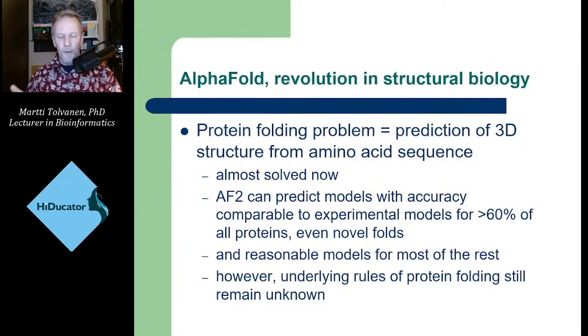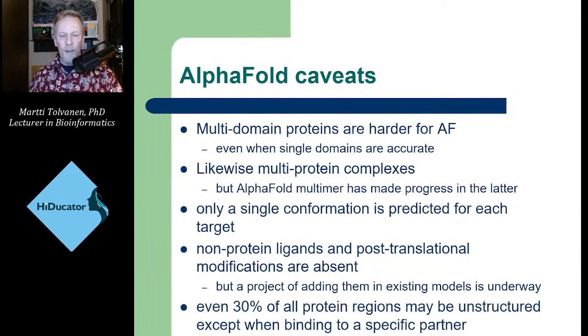But still, the protein folding problem is not considered solved, because the rules and processes in protein folding are still unknown. You can't unravel a complicated deep learning multi-layer neural network with millions of parameters to figure out what happens in real biological protein folding. But nevertheless, we do get a lot of excellent models. But there are some things where AlphaFold is not so good at yet.